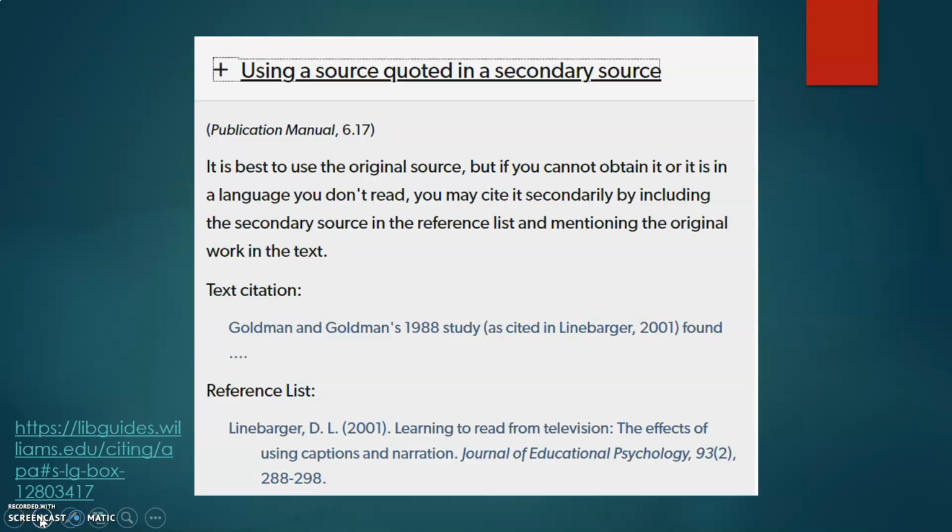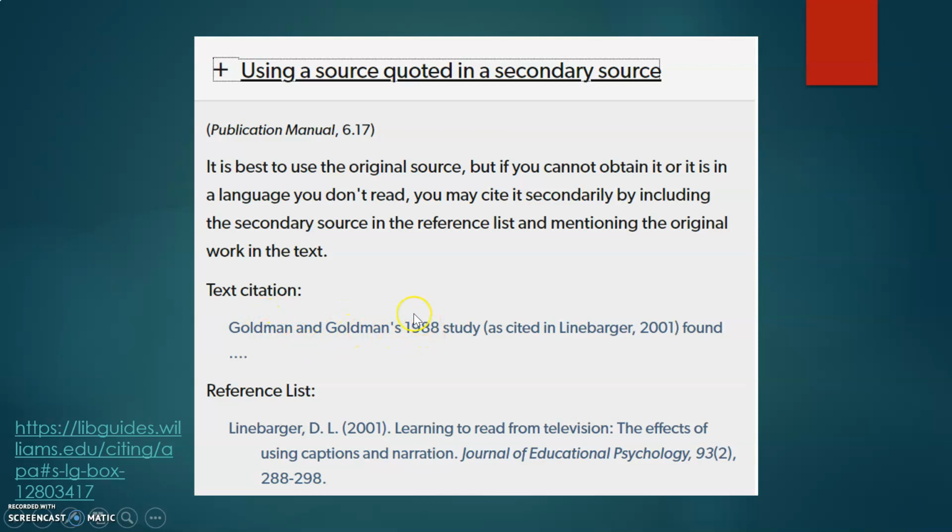If you are using a secondary source, it's always a better idea to use the original source, but if you have to use a secondary source, this is how you do it. First of all, start your citation with the writers of the original idea. Give the writers at the beginning.